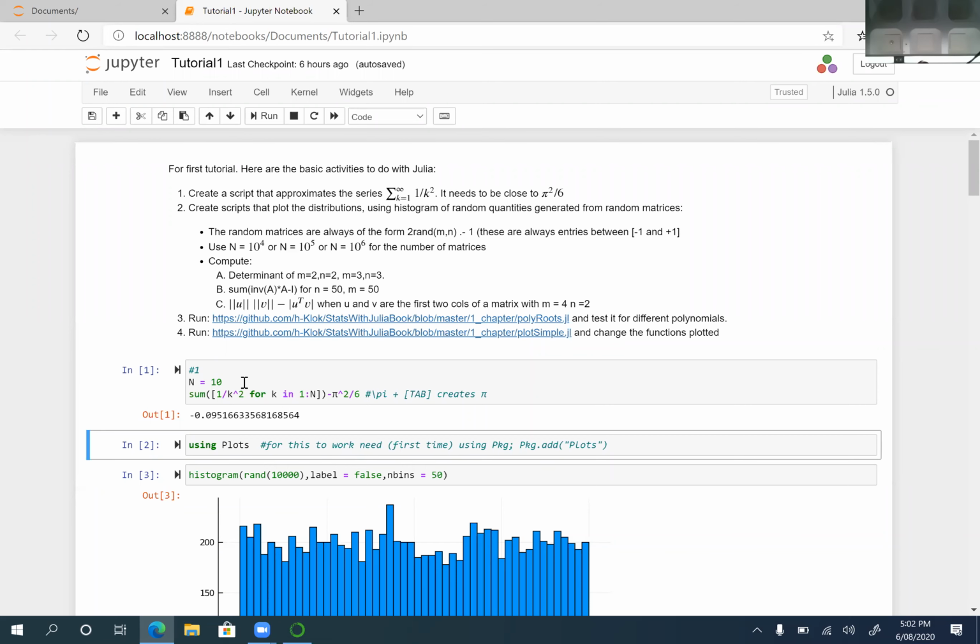Okay, now we're asked to create a script that approximates the infinite series of 1 on k squared. So that should be the zeta function at 2. And we know that this is meant to be pi squared on 6. So what we want to do is see if we can get a close approximation to that by subtracting pi squared on 6 from an approximated version of the sum. And we hope to get something that's near 0. So I first have mine set at 10.